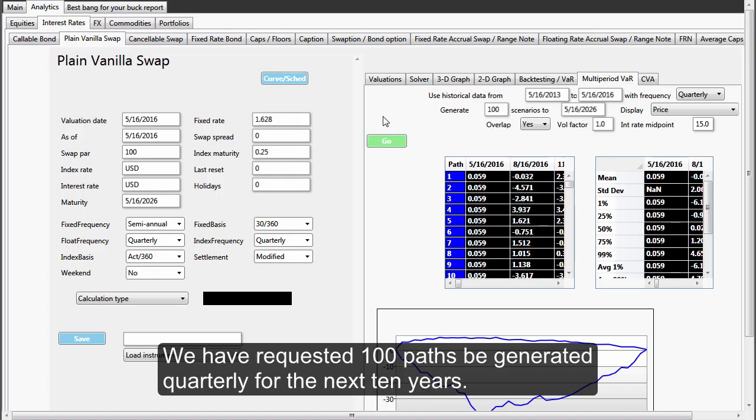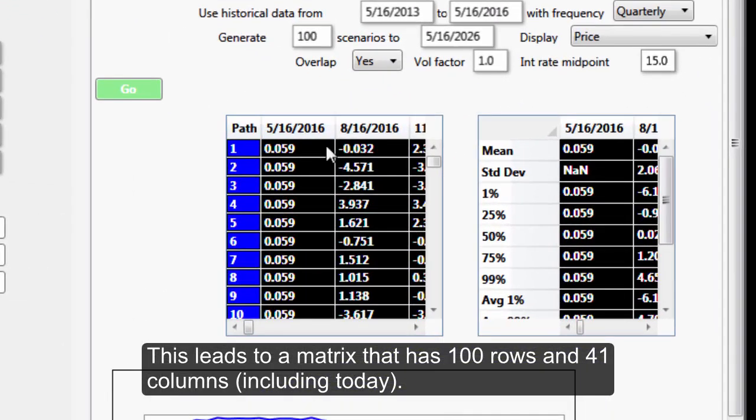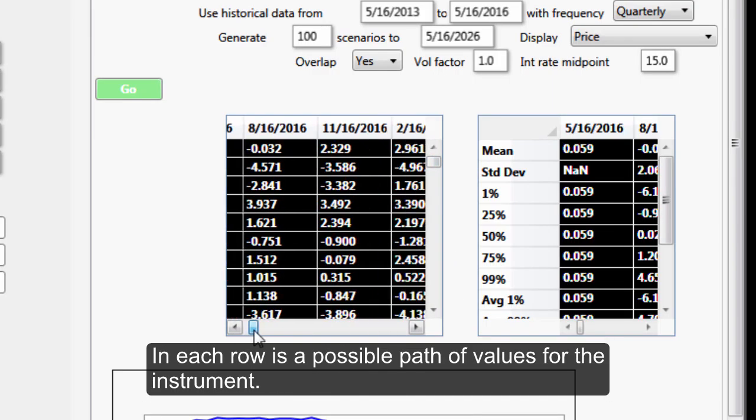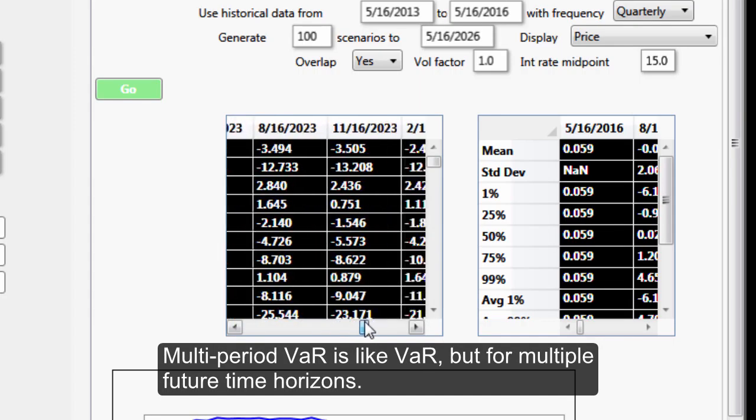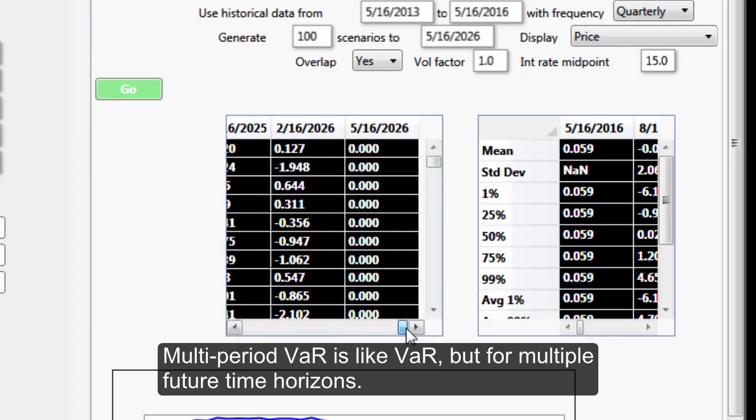We have requested 100 paths be generated quarterly for the next 10 years. This leads to a matrix that has 100 rows and 41 columns, including today. In each row is a possible path of values for the instrument. Multi-period VAR is like VAR, but for multiple future time horizons.